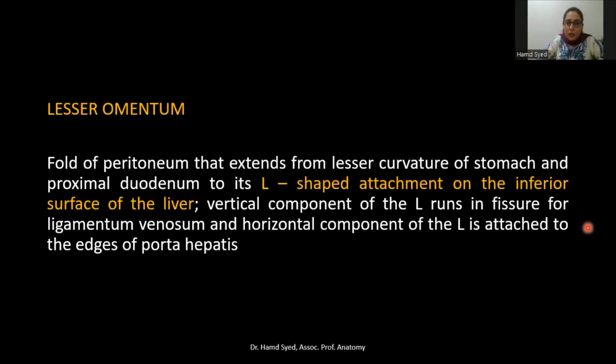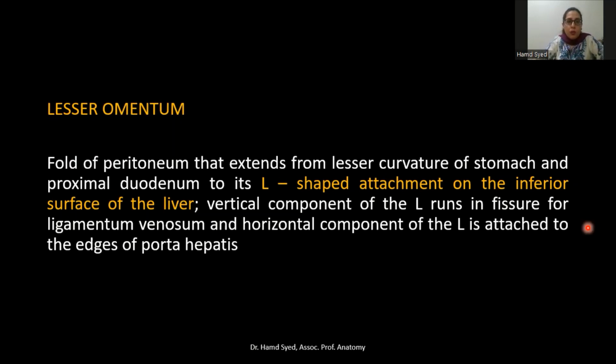Now let's talk about the lesser omentum. The lesser omentum is a fold of peritoneum that extends from the lesser curvature of the stomach and the proximal duodenum to an L-shaped attachment on the inferior surface of the liver. The vertical component of this L runs in the fissure for ligamentum venosum, and the horizontal component of the L is attached to the edges of the Porta Hepatis.